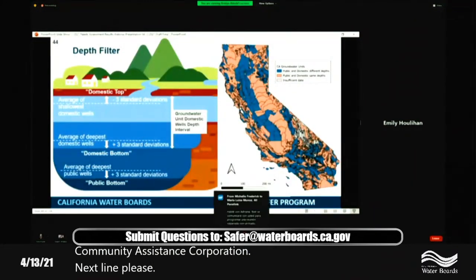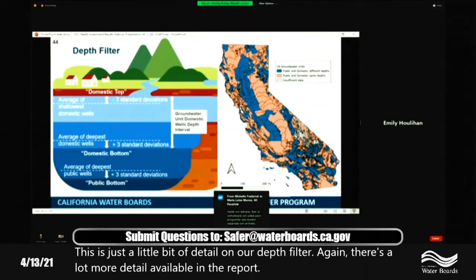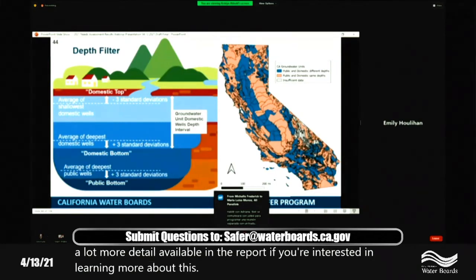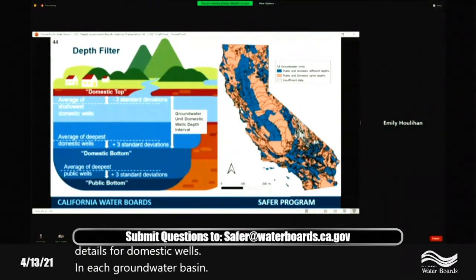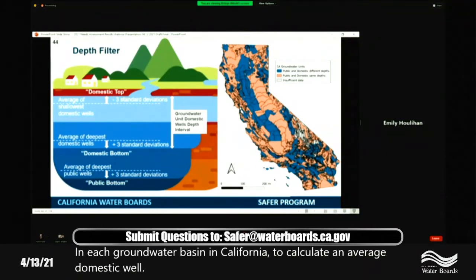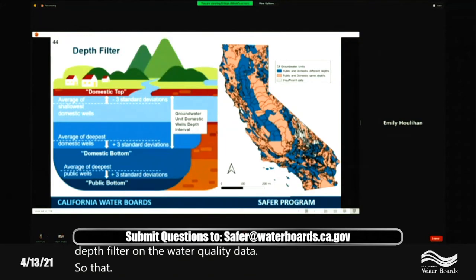So this is just a little bit of detail on our depth filter. Again, there's a lot more detail available in the report if you're interested in learning more about this. But basically, we used well construction details for domestic wells in each groundwater basin in California to calculate an average domestic well depth interval that represents the depth which domestic wells are accessing water. We use this as a numeric depth filter on the water quality data so that we could get the best guess at water quality data that is serving domestic wells.